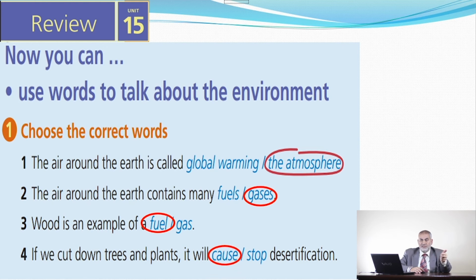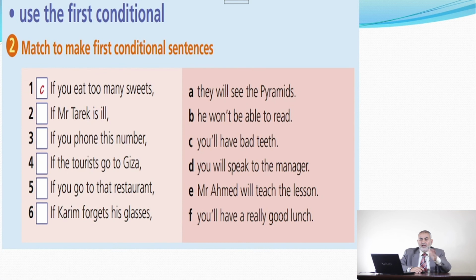It will cause desertification. Now, Matthew, to make first conditional if. The two parts will give us a complete conditional if. Number one, if you eat too many sweets, it comes with letter C, and letter C says you will have bad teeth. أسنانك مسوسة لو كلت حلوى كتير.